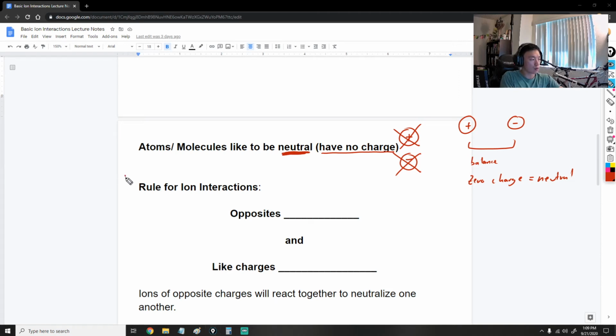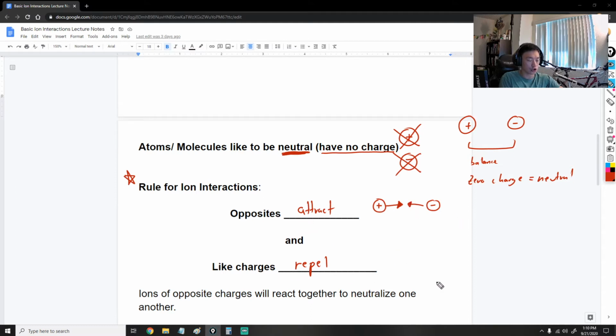Okay, so the key rule to remember is this right here. We're going to fill in the blank. So opposites attract, okay, which means they come together, and like charges repel, which means they push each other apart. Okay, so what does this mean? What does it look like? So opposites attract. So positive and negatives are opposite charges. So if you have a positive charge and a negative charge, what's going to happen? They're going to attract. They're going to get closer together because opposites attract.